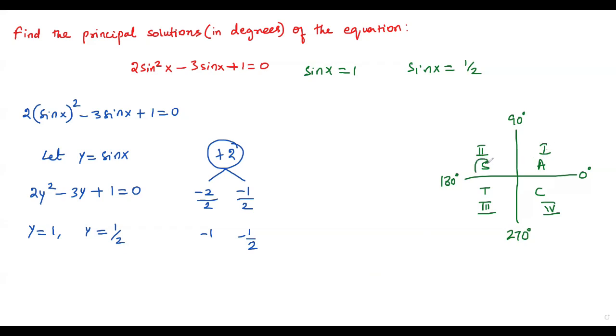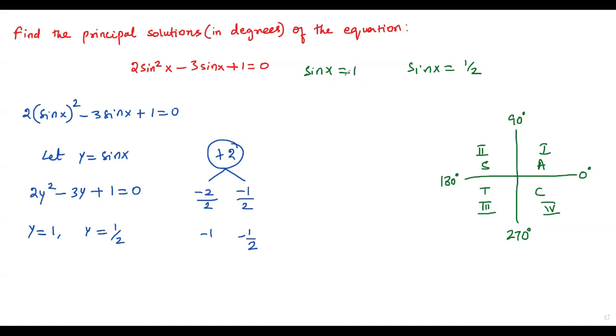In the second quadrant, we have S. S means only sine and its reciprocal cosecant are positive in the second quadrant. The rest are negative in the second quadrant. The third one, tangent and cotangent are positive. The rest are negative. In the fourth quadrant, cosine and its reciprocal secant are positive. The rest are negative.